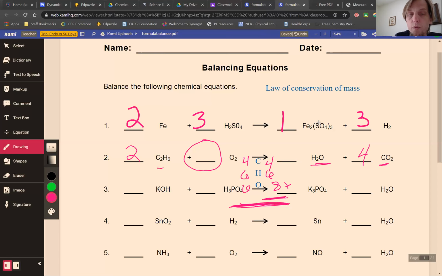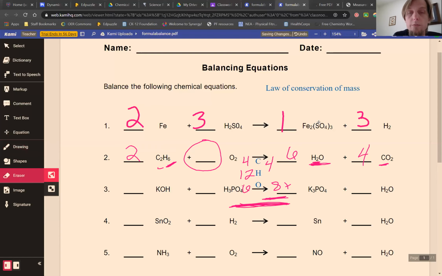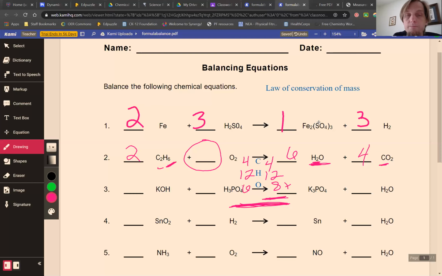And what else changed when we changed it? Hydrogen. 2 times 6 is 12. So now we have 12 hydrogen on this side. Do notice that it's H2. So if we needed 6 more hydrogen, I just put a 6 right here, right? So now 6 times 2 is 12. So I have 12 hydrogen on each side.